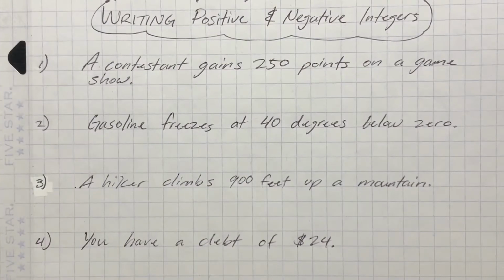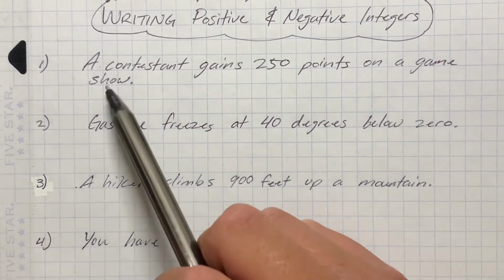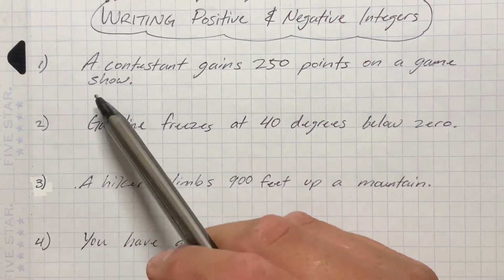Alright, in our first example, we're going to write positive and negative integers. We're going to read a few passages, and all we're going to do is write these numbers. So it's pretty basic. Let's look at number 1, and I'll read it verbatim. That means word for word.